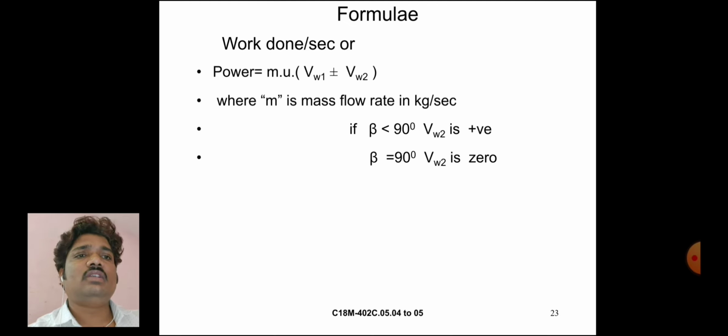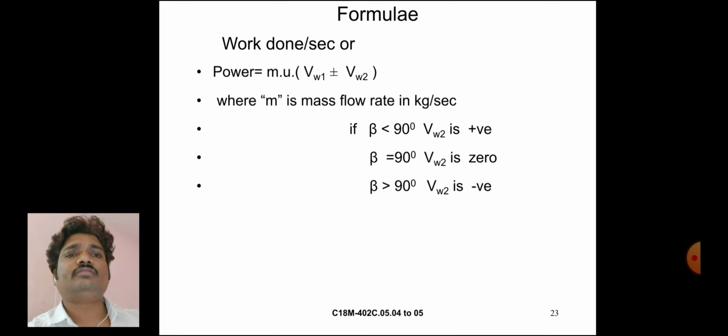If beta is equal to 90 degrees, the steam outlet whirl velocity is 0. If beta is greater than 90 degrees, the steam outlet whirl velocity is negative. Below 90 degrees, the steam outlet value is positive. Above 90 degrees, it is negative.